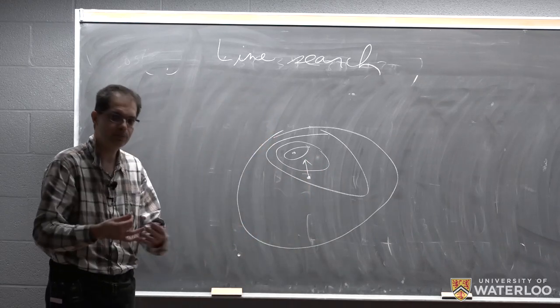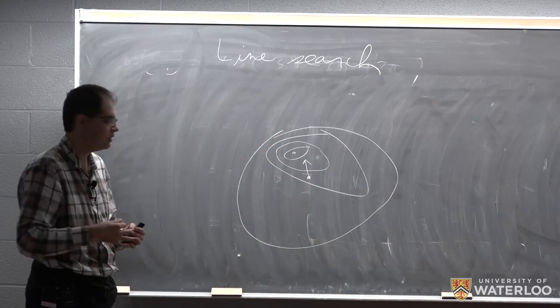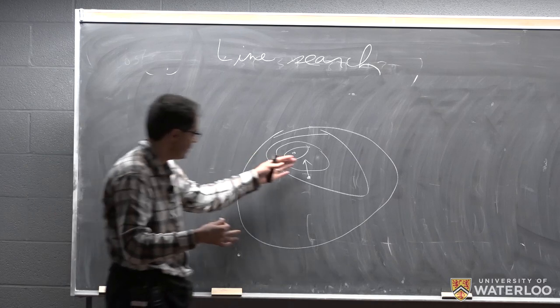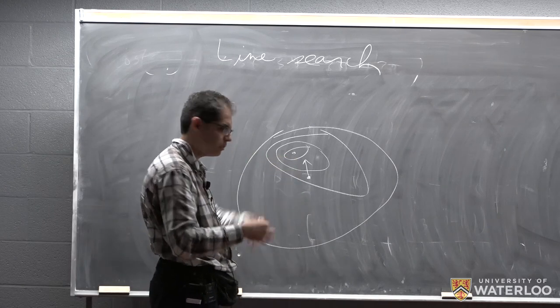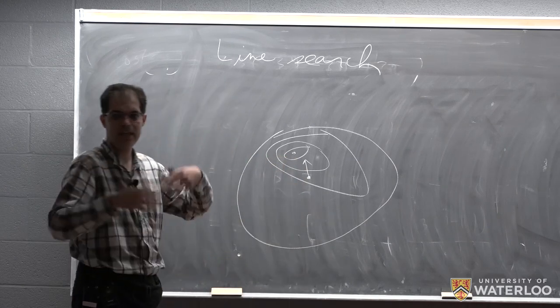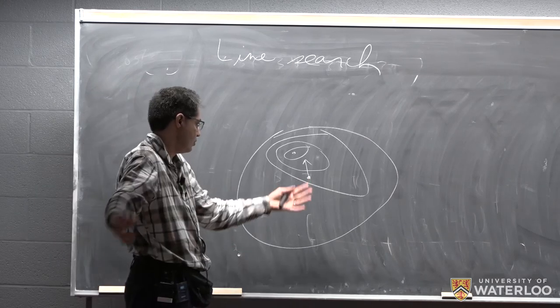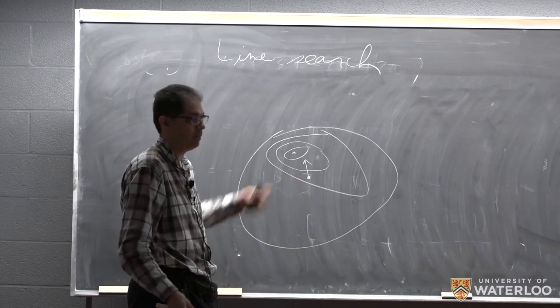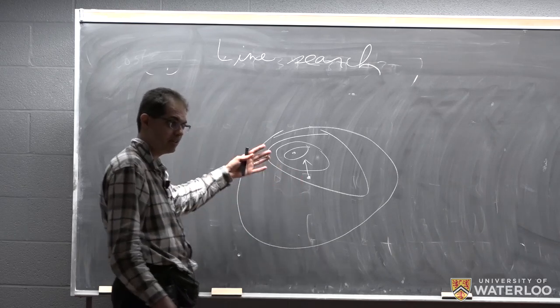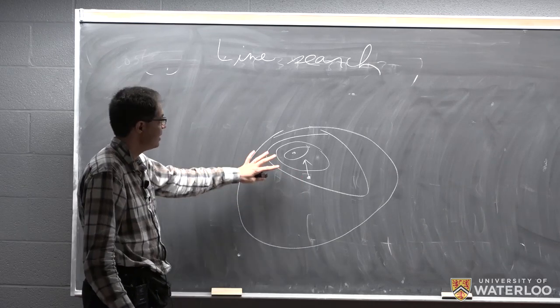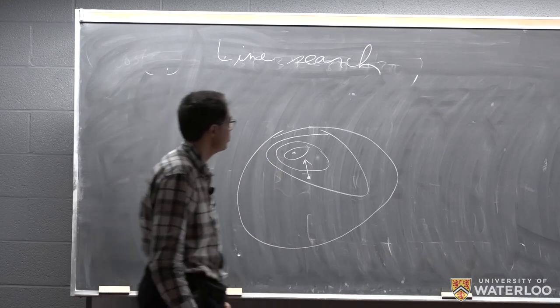And then after that, we're going to decide what would be the size of that step length. So we want to go in that direction, but how far should we go? Here, there are various ways of doing this, there's a whole literature, there are books written about how to select the step size and how to select the direction. But that's the idea with line search.